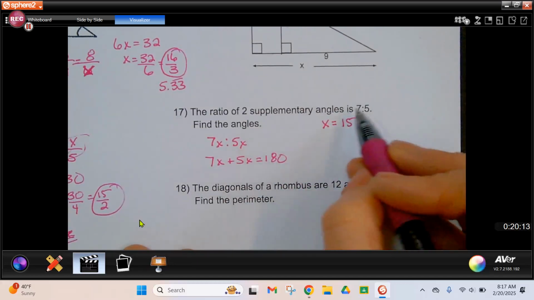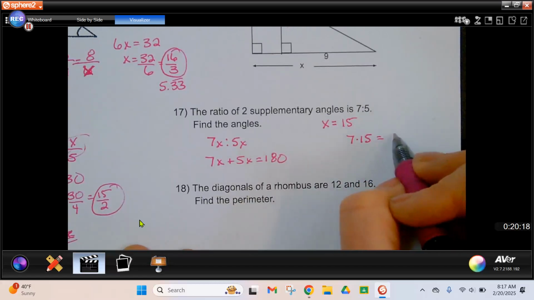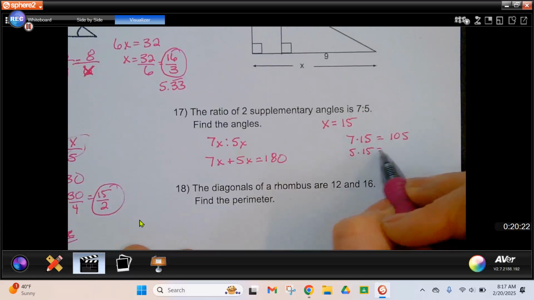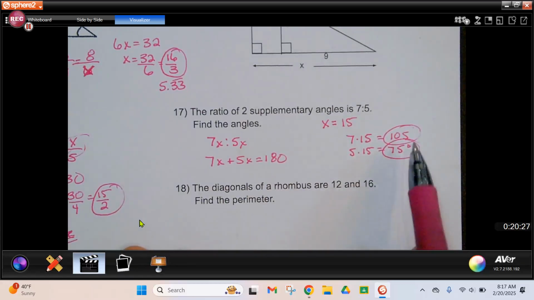And then to find each angle, I just take 7 times 15. So 7 times 15 equals 105. And then I take 5 times 15, and I get 75. And there's my two angles. And look, if I add them up, they add up to 180. They're supplementary.